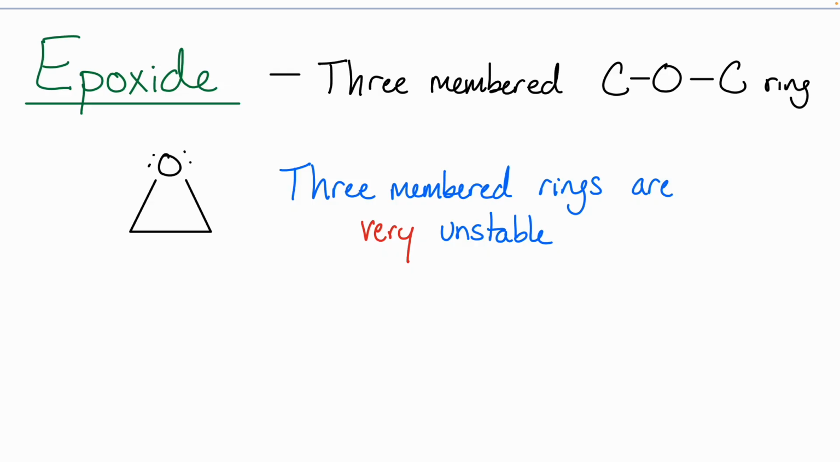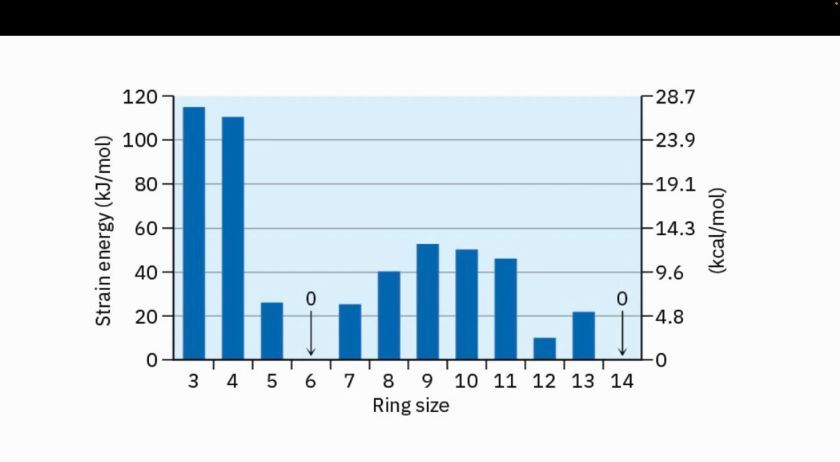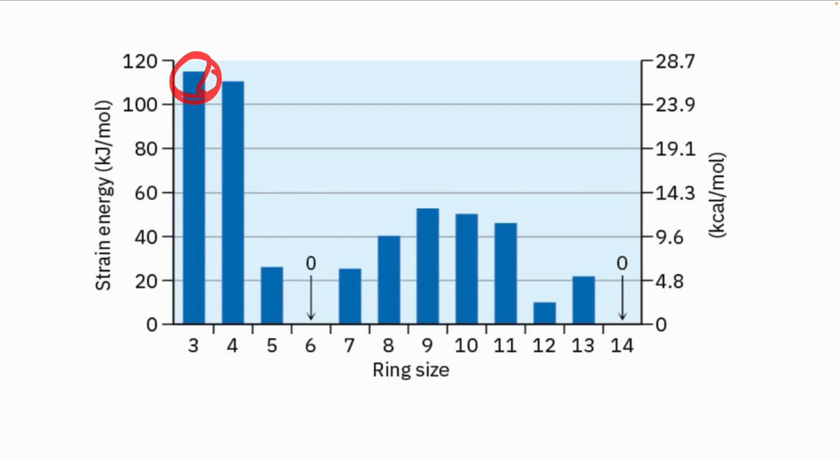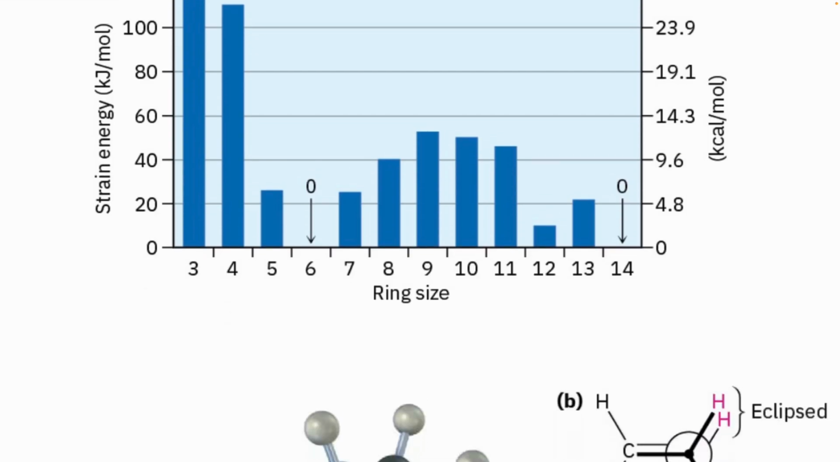All right. In fact, if we look, we can compare the stability of rings as a function of ring size. Our three-membered rings are the least stable, the highest energy of all of our rings that we can have, right? The most stable being those six-membered rings. Five-membered rings are pretty good, but those three-membered rings are absolutely the least stable. So why is that?